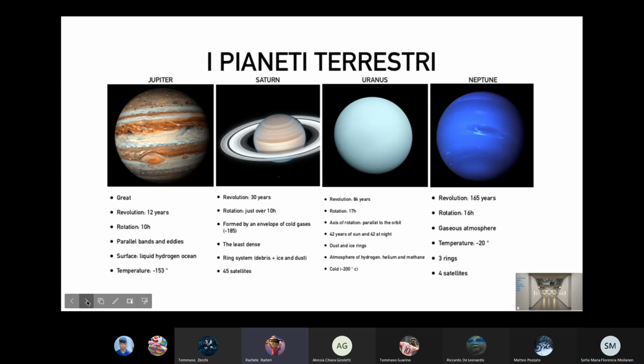It's made of dust and ice rings, and it has an atmosphere of hydrogen, helium, and methane. Neptune has a revolution of 165 years, a rotation of 16 hours, and a temperature of minus 20 degrees Celsius. It has a gaseous atmosphere, and it has 3 rings and 4 satellites.